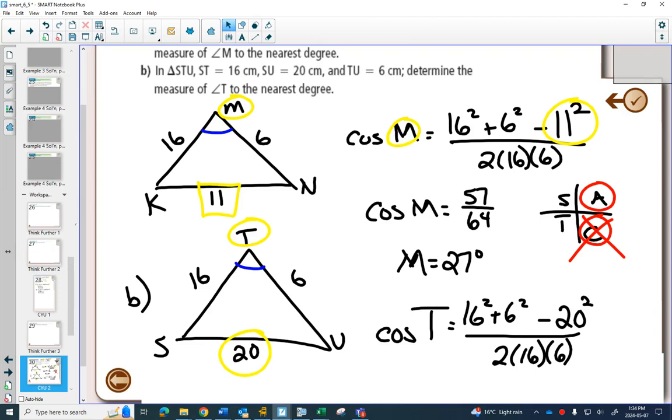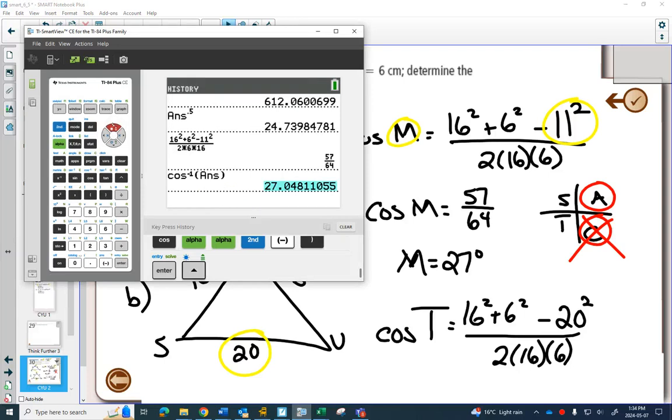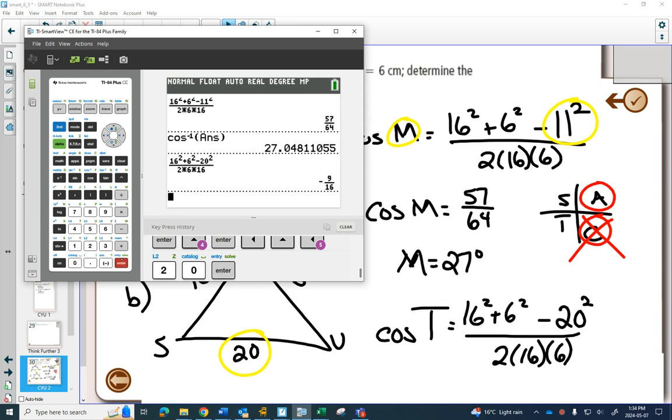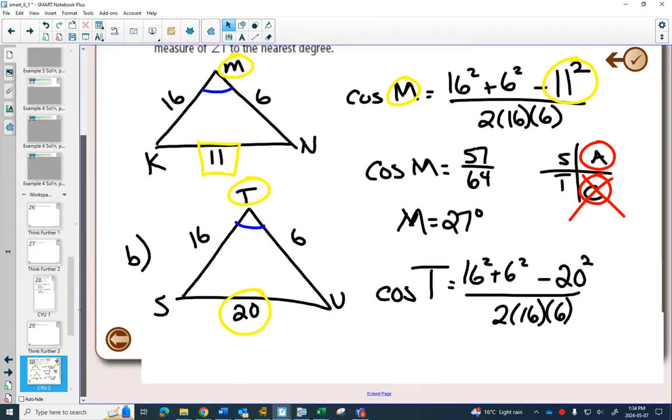Okay, so on my calculator, I can go up and steal this. The only thing I would need to change is the 11 should be a 20. So I just type over top 20. Saves me a lot of time. Push enter, and I get negative 9/16. Okay, if you get a decimal.